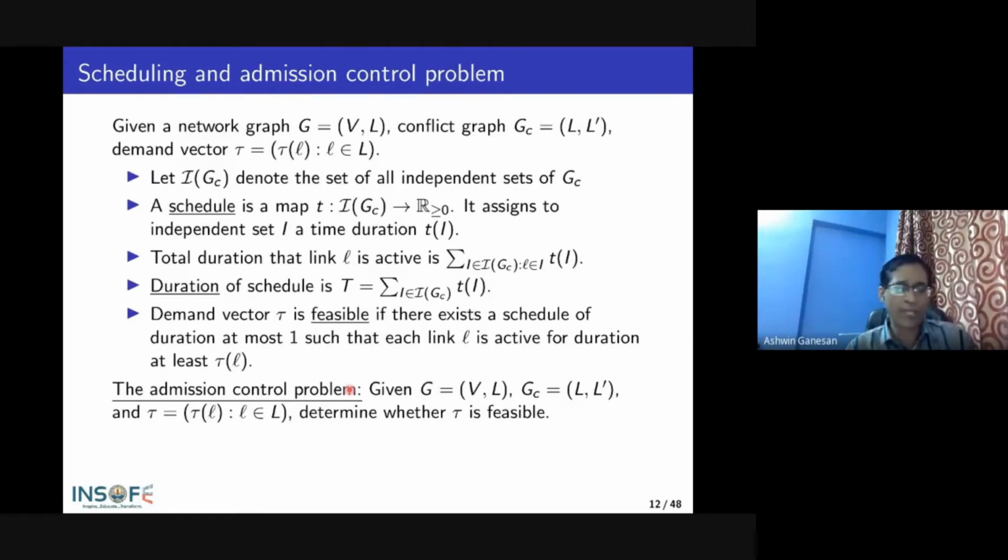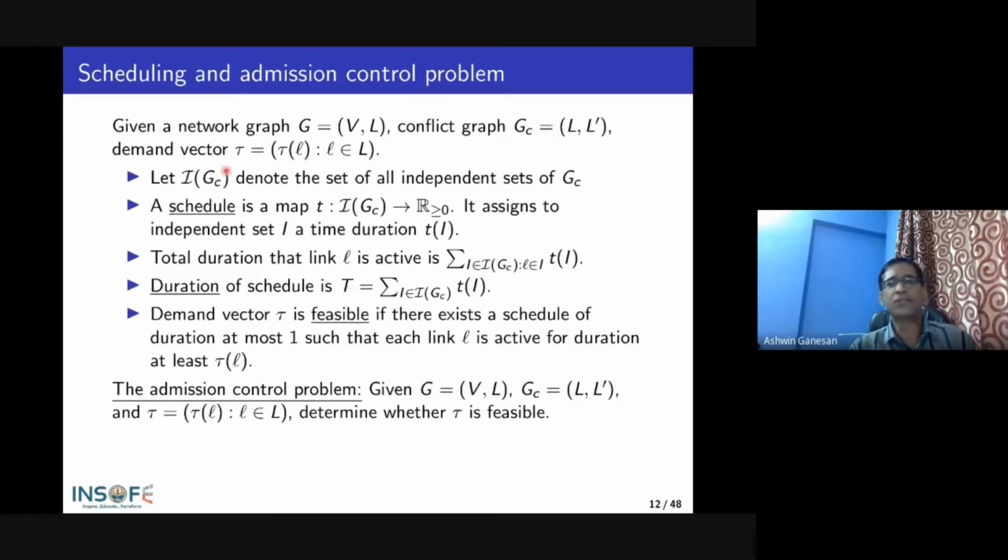So we can formulate the admission control problem using the following terminology. You're given a network graph G and a conflict graph GC, whose vertex set L is a set of links of the network graph. You're also given a link demand vector where tau of L denotes the fraction of every unit of time that link L has to be transmitting for, or link L has to be active for. And the reason you're given the conflict graph is you need to make sure that adjacent vertices in the conflict graph, because they correspond to links that interfere with each other, must be active at disjoint time slots.